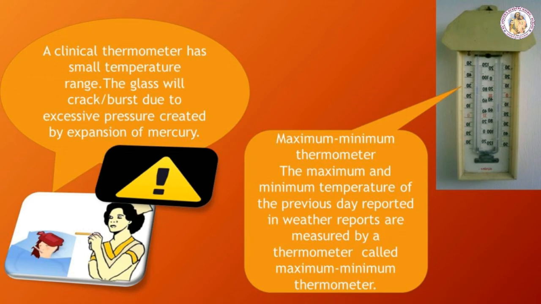Caution. We are advised not to use a clinical thermometer for measuring the temperature of any object other than human body. Also, we are advised to avoid keeping it in the sun or near a flame. Why? A clinical thermometer has small temperature range. The glass will crack or burst due to excessive pressure created by expansion of mercury.